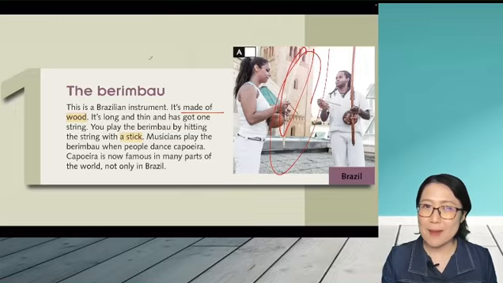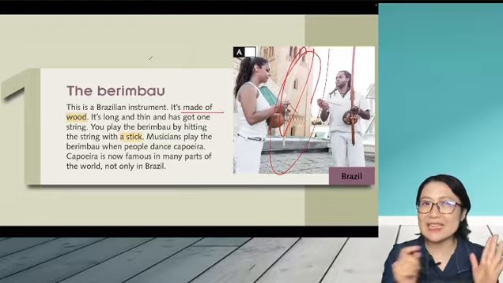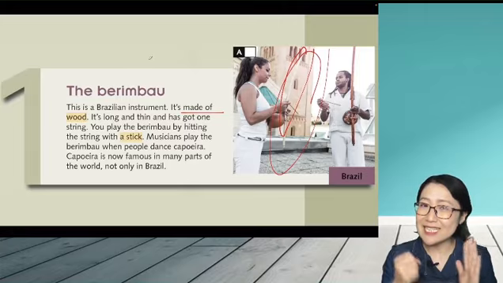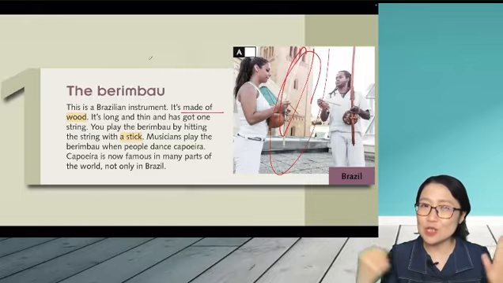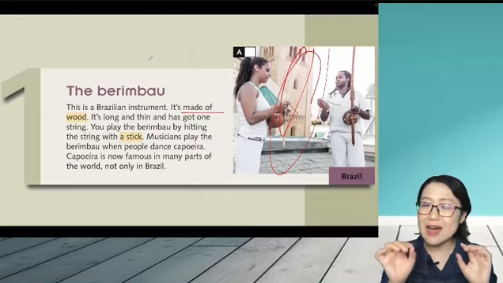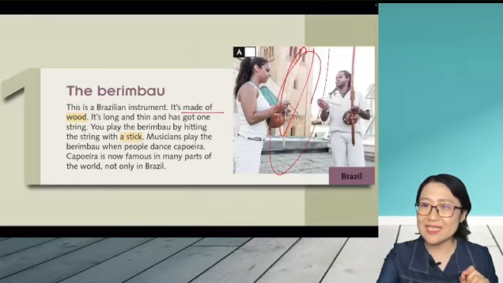You play the berimbau by hitting the string with a stick. Okay? Hit. 咱们在第7单元的时候是不是学到过呀？就是击打, right? You play the berimbau by hitting the string. 就是这样击打这个 string, right? With a stick. So, what is a stick? So this is a stick, right?